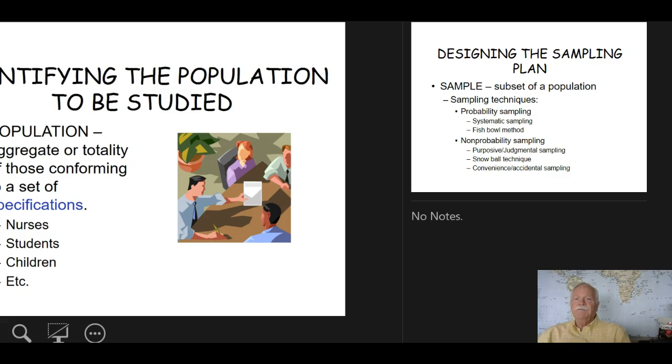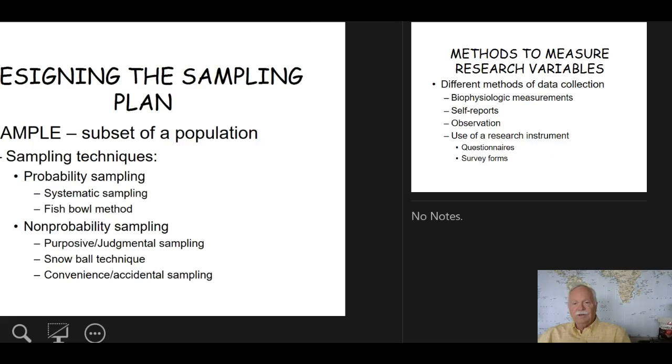You clearly have to identify the population, and it's in aggregate or total or totality for those that are conforming to a set of specifications. That's your inclusion criteria. So it could be nurses, students, children, etc., whatever. Then your sampling, which is also a subset of the population. Typically, you have two options: a probability sample, which is driven in part by your research design, and then the non-probability sampling, which is not as rigorous in terms of its ability to help with generalization of findings.